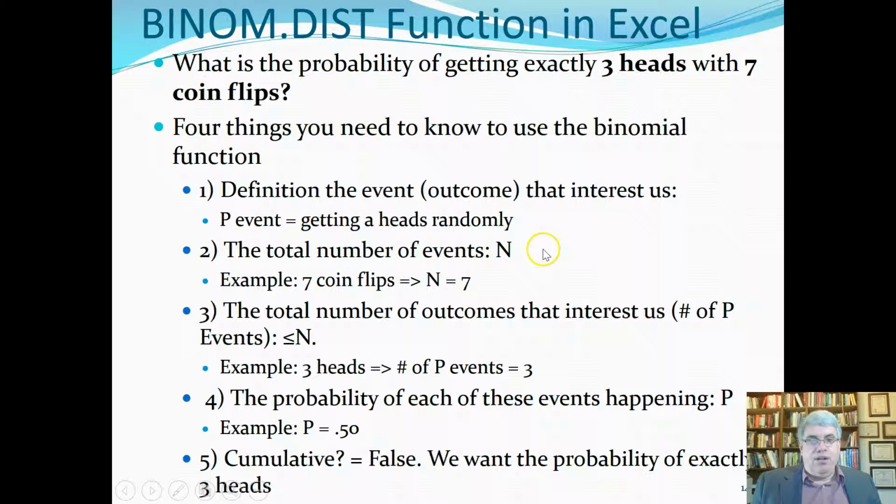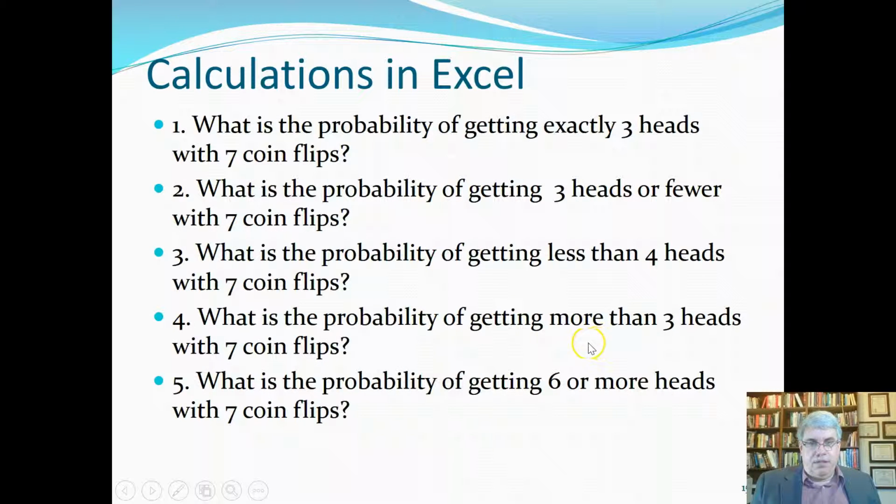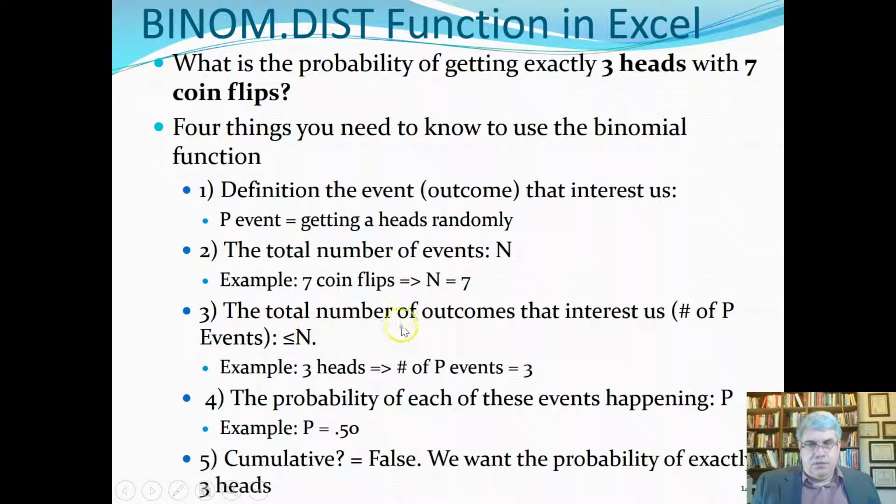The second thing we need to know is N, the total number of events. In this scenario, we said, what's the probability of getting 3 heads with 7 coin flips? So we'd say N equals 7. So the third thing is the total number of outcomes that interest us, the number of P events. So we said we were interested in getting exactly 3 heads with 7 coin flips. So 3 heads means that the number of P events is 3.